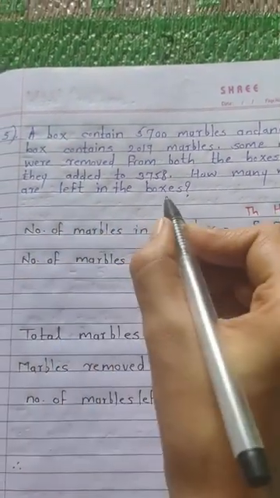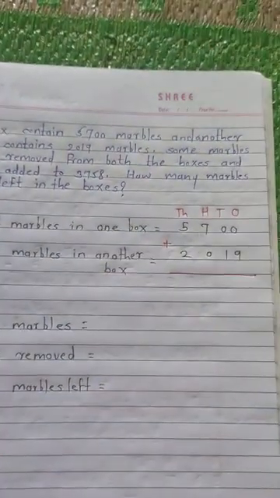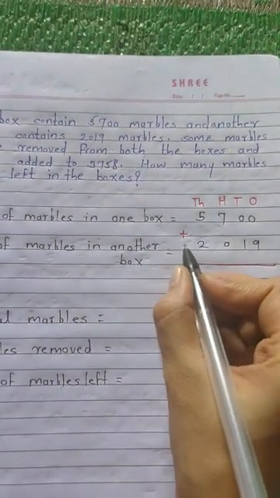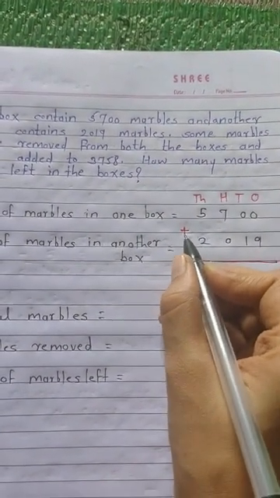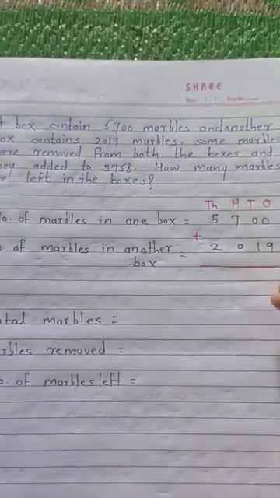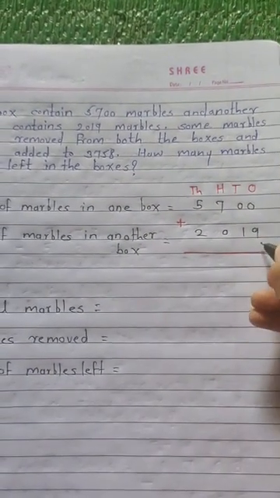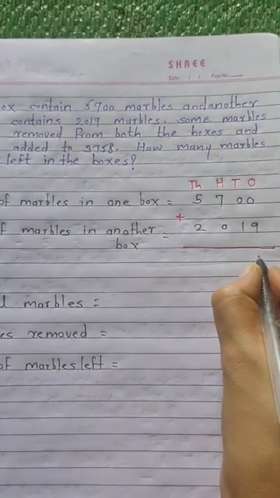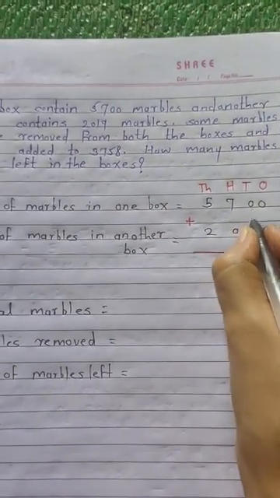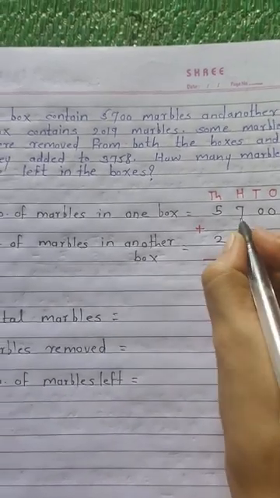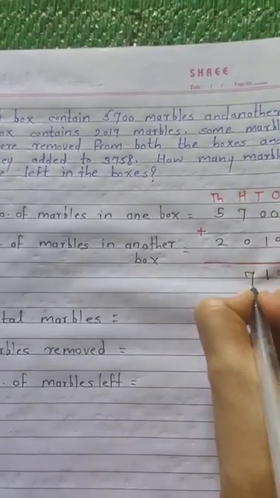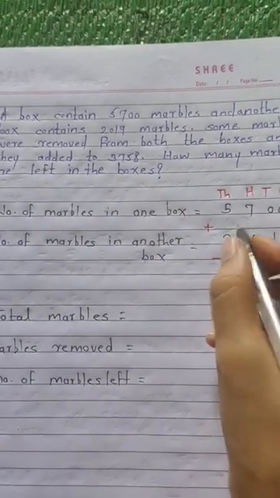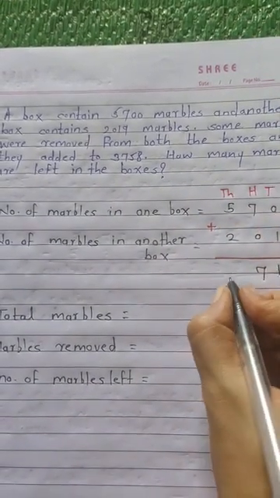So how many total number of marbles? So we will put a plus sign. For the total number of marbles, we will make the addition of both numbers. So starting from the ones, 0 plus 9 is 9. If any number is added to 0, the answer will be the same number. So 9. 0 plus 1 is 1. 7 plus 0 is 7. And 5 plus 2, count after 5 up to 2 fingers. So 5, 6, 7. So 7.